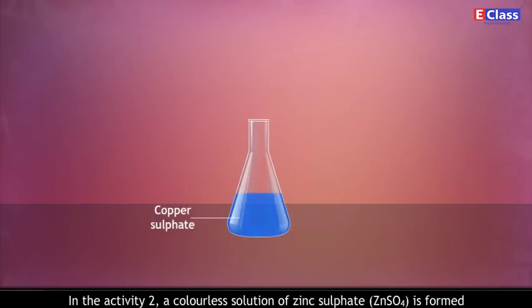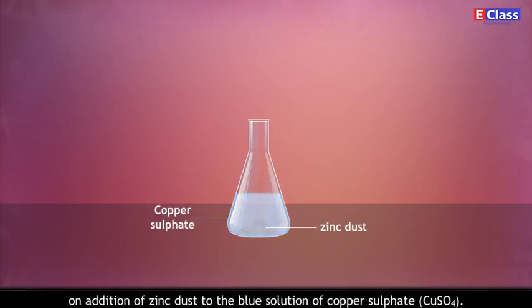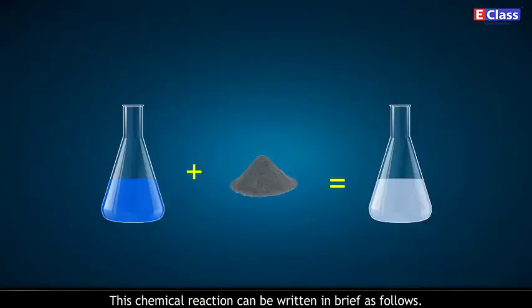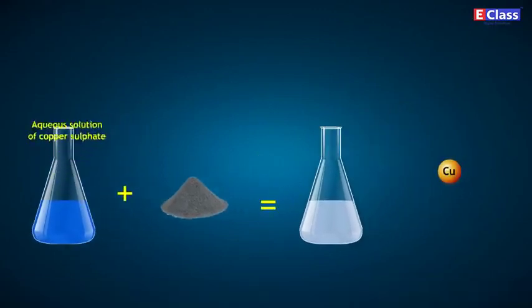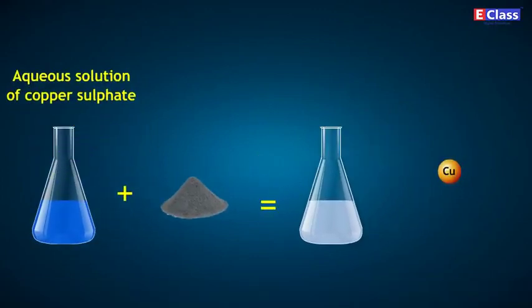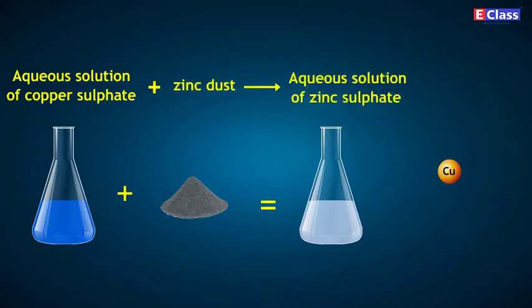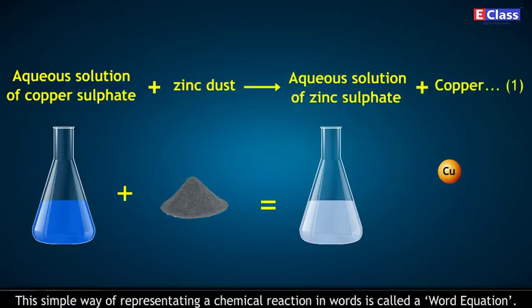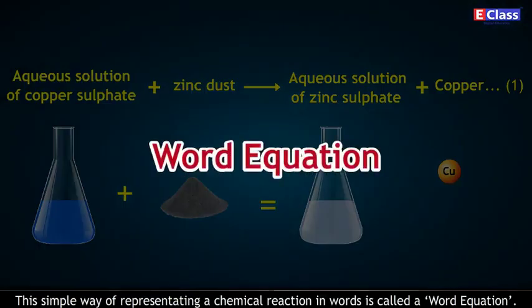In Activity 2, a colorless solution of zinc sulfate, ZnSO4, is formed on addition of zinc dust to the blue solution of copper sulfate, CuSO4. This chemical reaction can be written in brief as follows. Aqueous solution of copper sulfate plus zinc dust gives aqueous solution of zinc sulfate plus copper. Statement 1. This simple way of representing a chemical reaction in words is called a word equation.